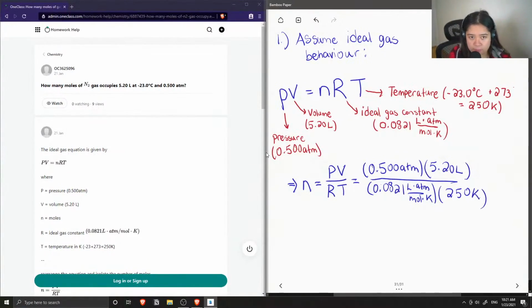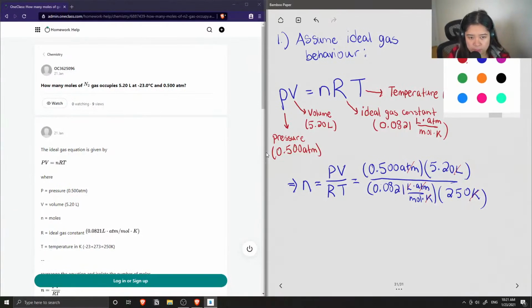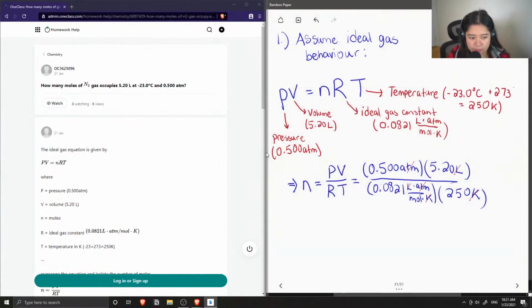Okay, so now if we want to cancel out all our units, you'll see that our atm will cancel out, and our liters, and our Kelvin, and now our moles will go from the denominator to the numerator. Those will be our final units, and you get number of moles equal to 0.127 moles.